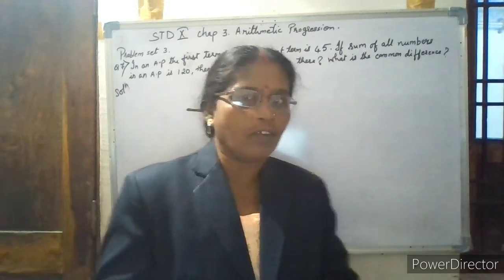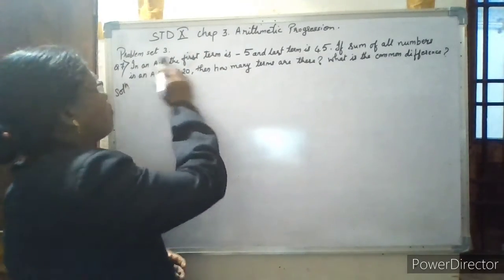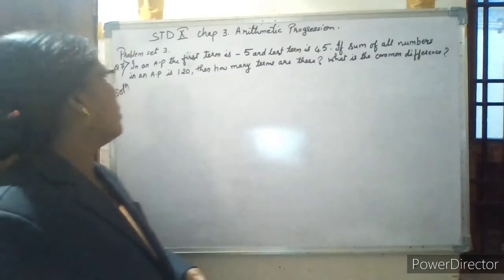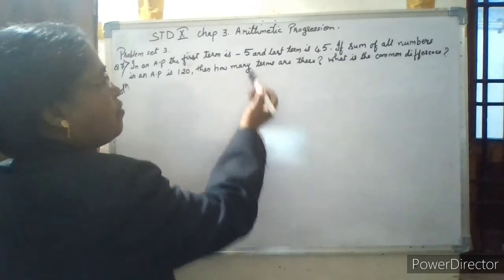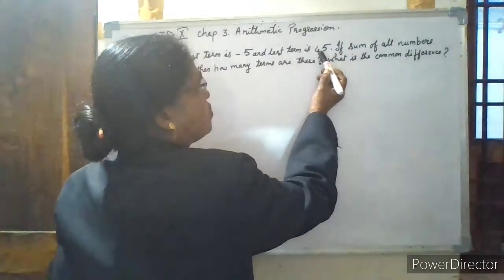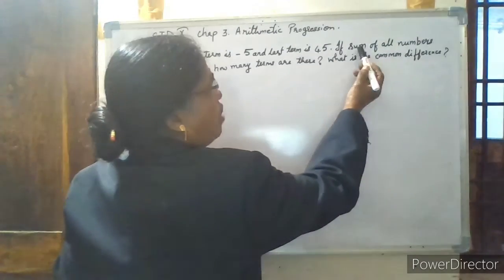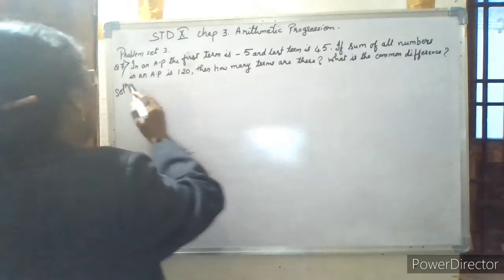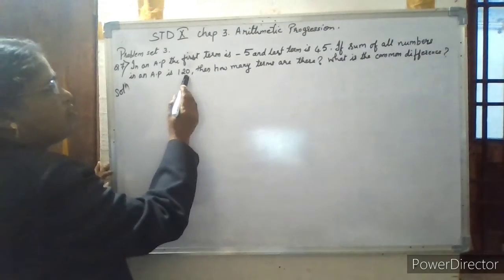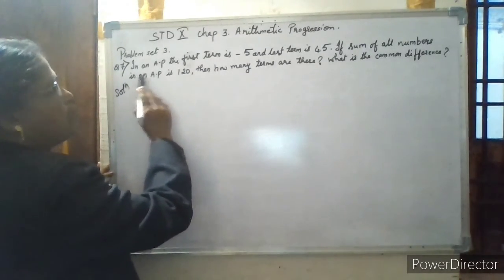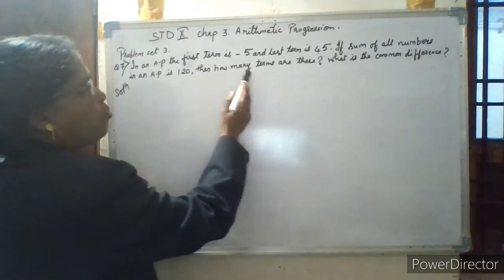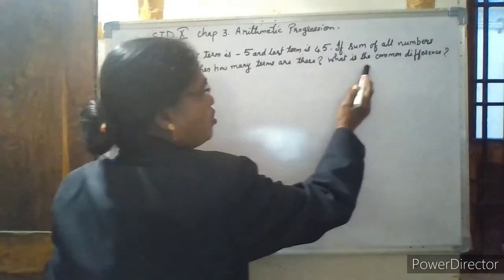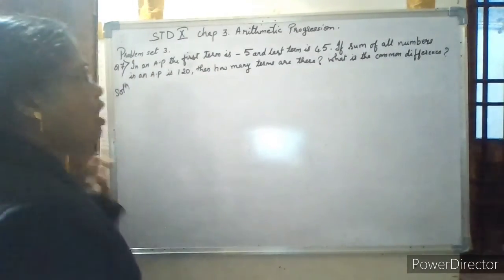Good morning students. Today we will solve question number 7 of problem set 3. Now the question is, in an AP the first term is minus 5 and the last term is 45. If the sum of all the terms in an AP is 120, then how many terms are there and what is the common difference? This is what we have to find out.